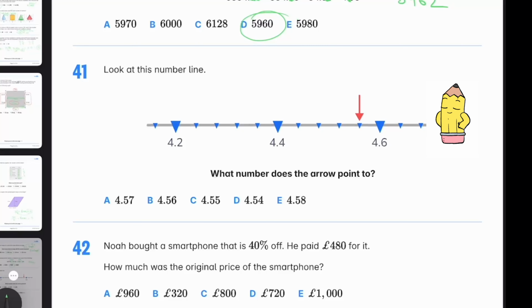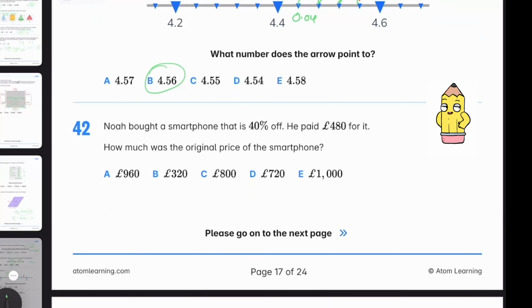Well, to work out what number this is, we need to know the size of each step on this number line. There are 5 steps between 4.4 and 4.6, which means that moving 5 steps to the right increases the number by 0.2. Now, if we divide 0.2 by the number of steps, we can find the size of each smaller step. So 0.2 divided by 5 would give us 0.04. So the arrow pointing to the number 4 steps along from 4.4 would just be adding your 0.04 once, twice, 3, and 4 times. So that would give us 4.56.